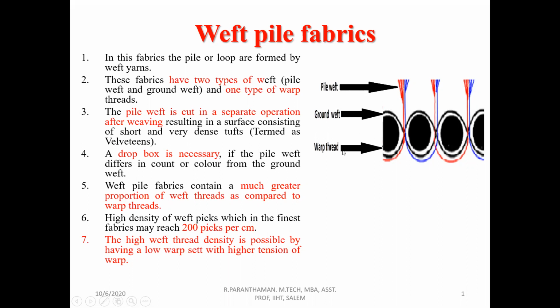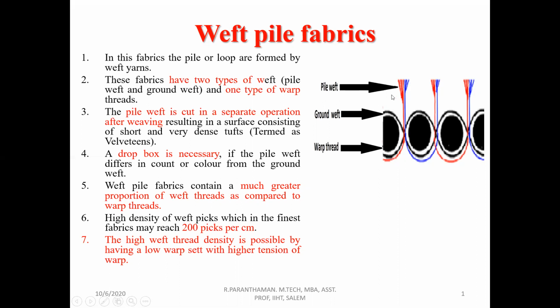Two kinds of weft and one kind of warp. So the warp thread and ground weft form the ground fabric, and the pile thread will give the pile effect. That may be a loopy structure or an open structure, that is cut pile fabrics. We can produce these by using a trap box mechanism.